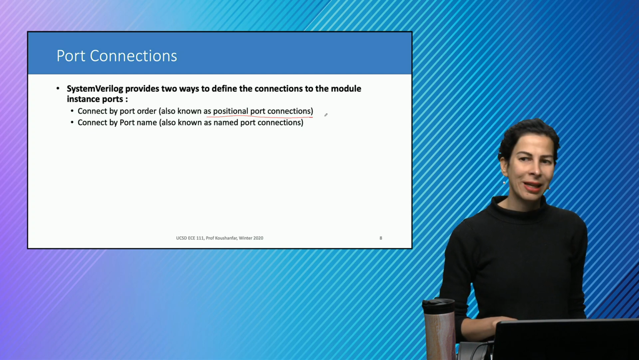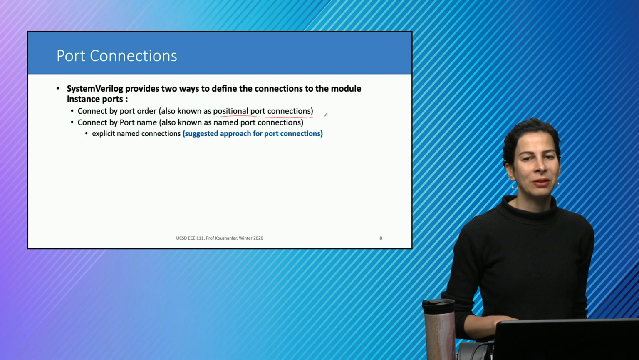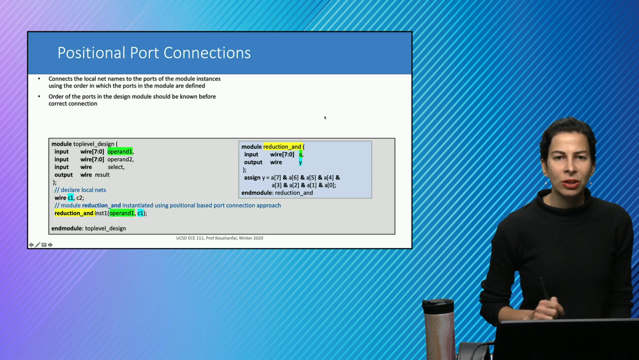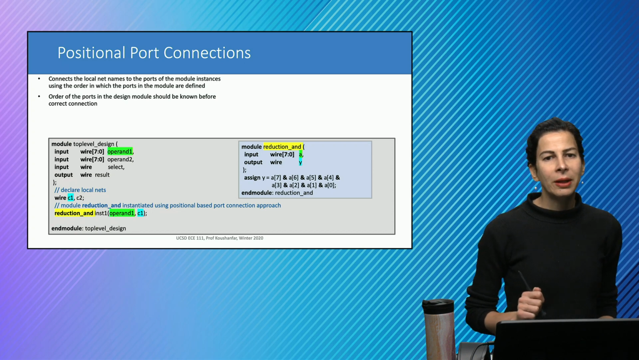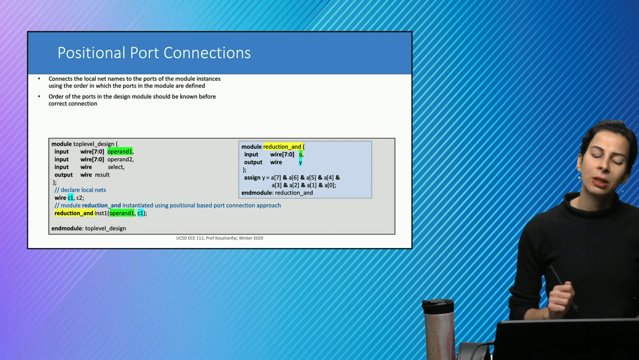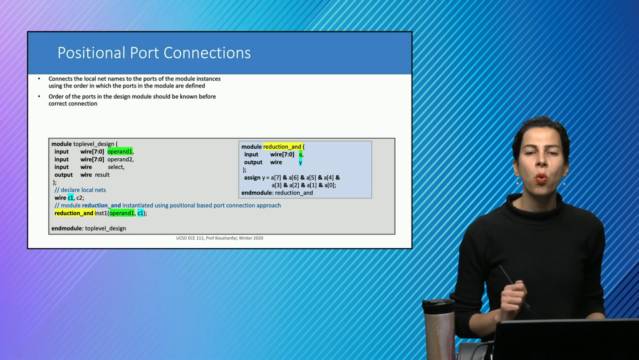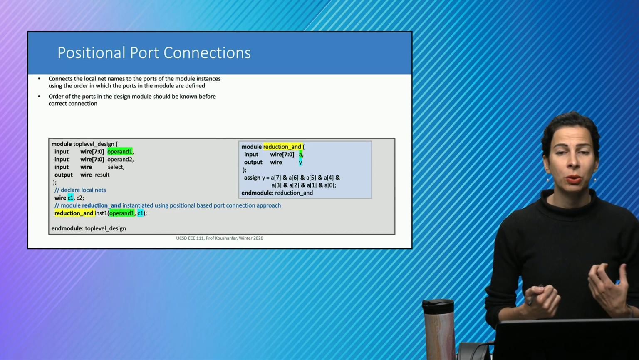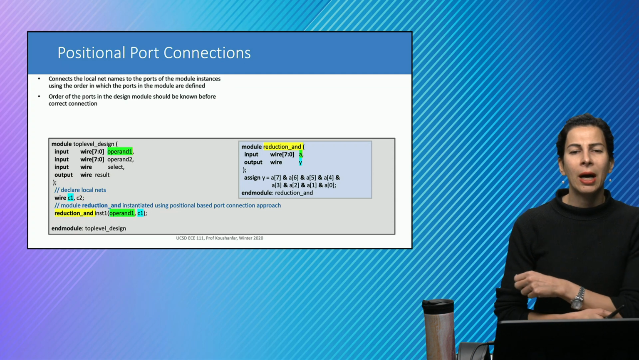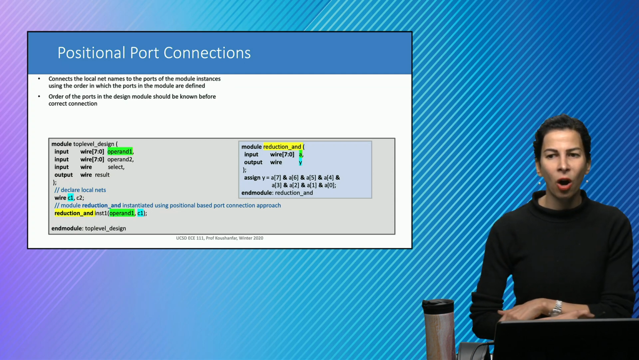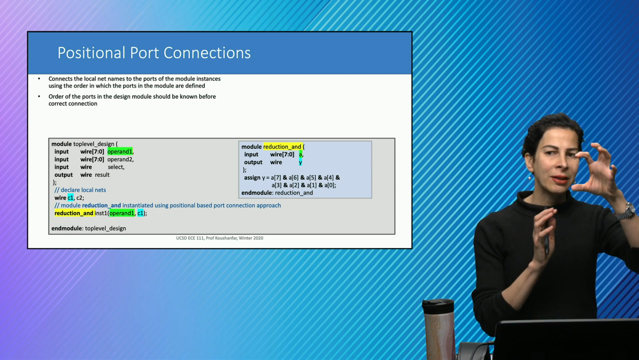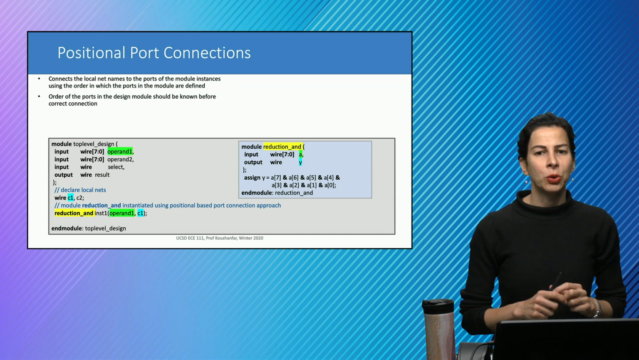And named port connection can take a few different forms. There is an explicit named connection, which we will be covering soon. Then there is .name connection, .star connection, and so on. So let's go back to positional port connection. The positional port connection is going to connect the local net names to the ports for the module instances using the same order in which the original port was defined. This means that when we call a module, we need to know the exact ordering of the inputs and outputs and assign the wires in the same order to the ports.